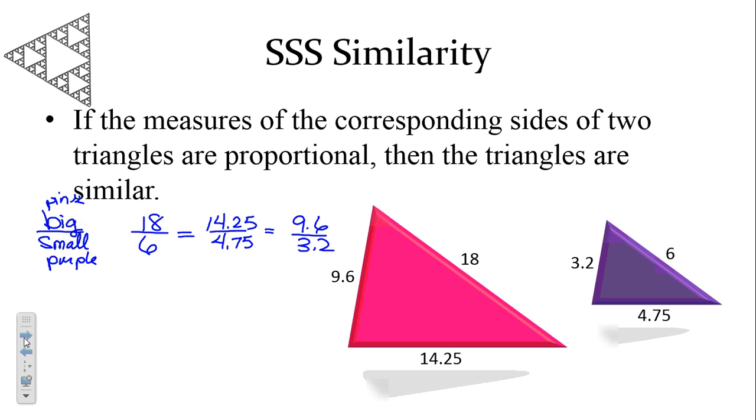All right, so we need to check and make sure that we actually have equivalent statements. I think the easiest way to do this is to simply divide in your calculator and see if you get the same decimal all 3 times. So when we take 18 divided by 6, we get 3. When we take 14.25 divided by 4.75, 3.